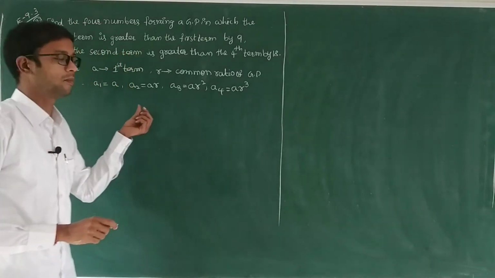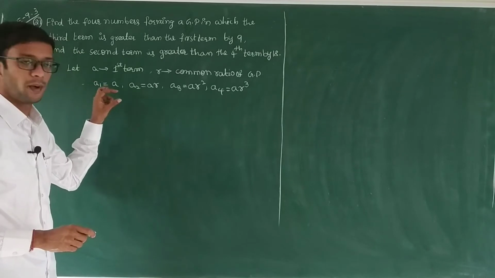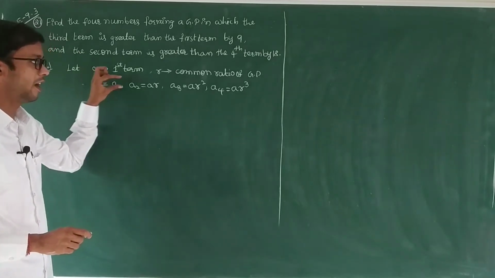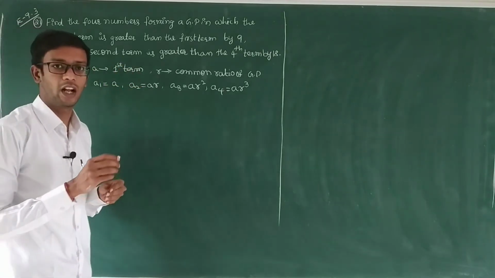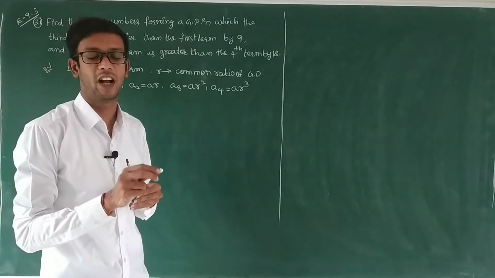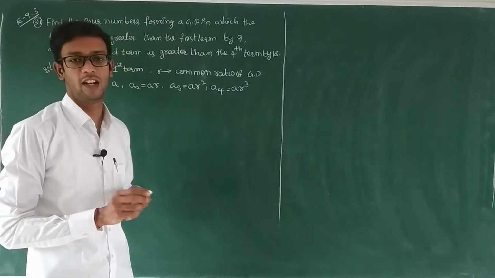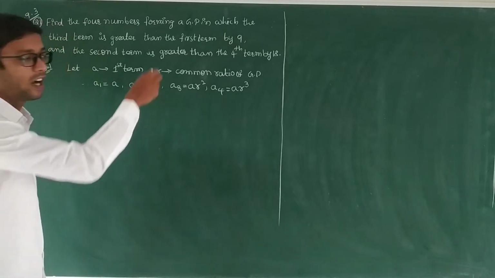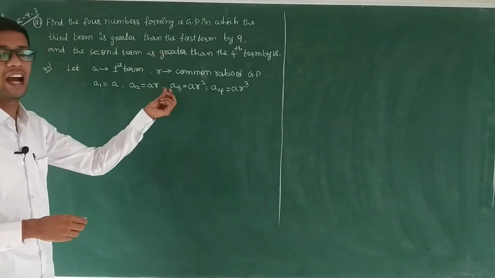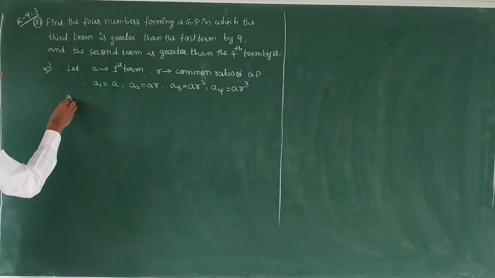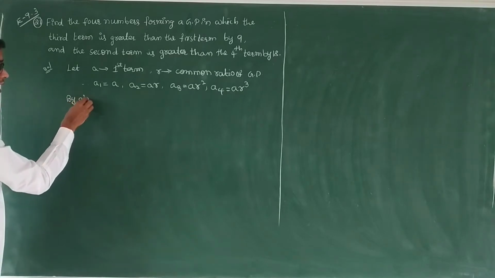So for these four terms, we have to find the A value and R value. If you know the A value, the first term, and the common ratio, we can easily find the four terms. So by the given conditions, we have to find A and R.